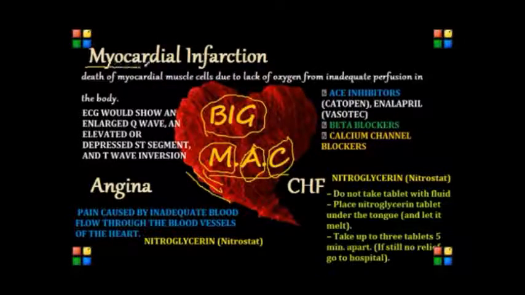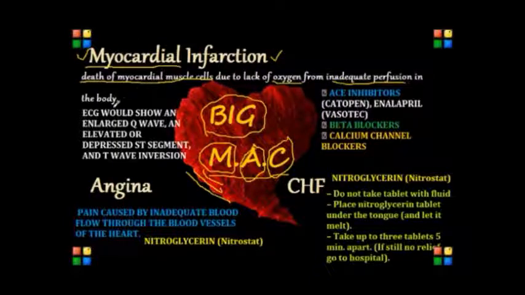And the important thing that we need to know to prepare for the NCLEX is that we all know that myocardial infarction is indeed death, right, of the myocardial muscle cells, and this is due to the lack of oxygen from inadequate perfusion within the body. Now, the major assessment that we need to know for the NCLEX in relation to myocardial infarction or MI is that MI usually lasts longer than 30 minutes and it is unrelieved by rest or nitroglycerin, right? Therefore, that's how we can differentiate angina from MI through the use of nitroglycerin.